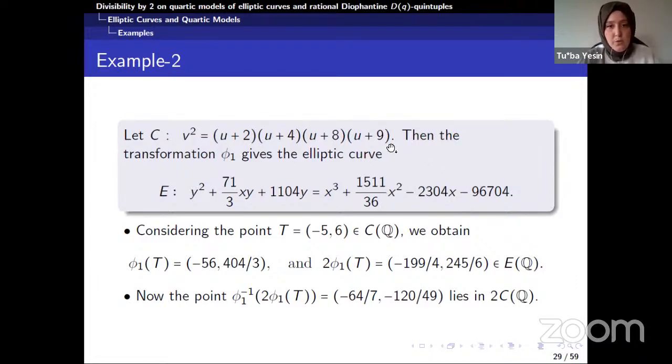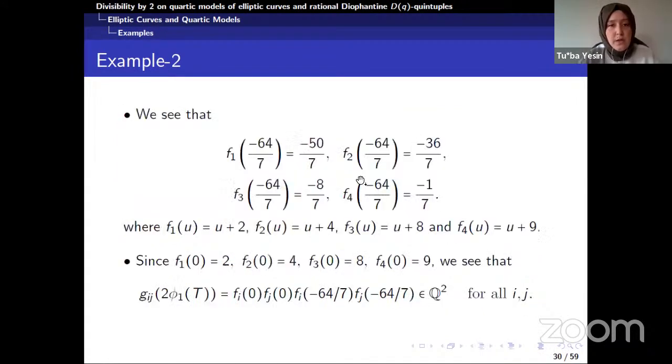Okay, this is the quartic model. And by using phi1, again, we can find E. And if you start with T, minus 5, 6, we can easily find the 2T by using the same way. First go there, double the point, and then come back. So the main thing we are interested in is the x coordinate of this point, which is minus 64 over 7. Okay, we need to evaluate this x coordinate on each linear term as here.